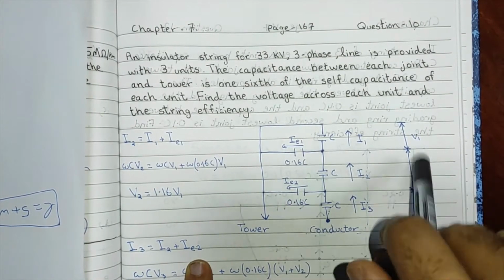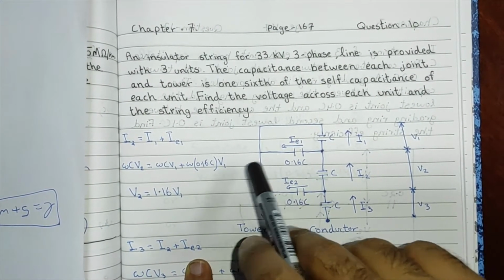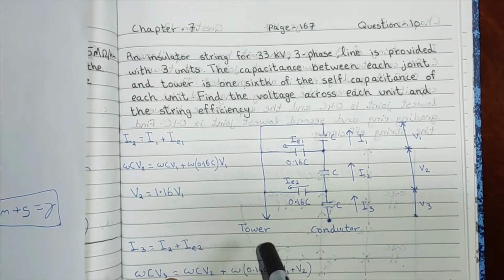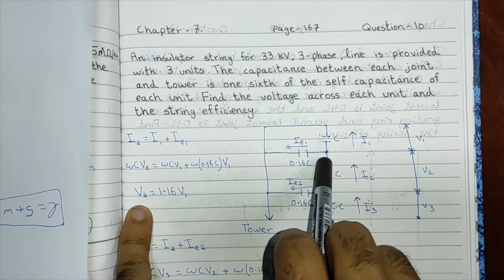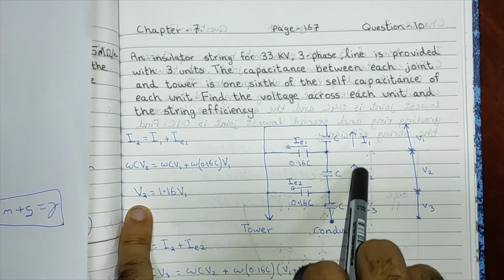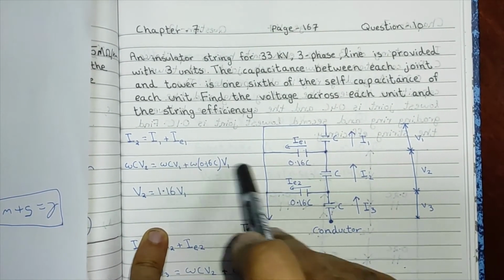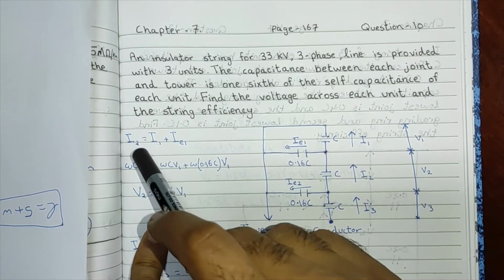So after drawing this diagram, we can simply use Kirchhoff's current law at these 2 nodes to find the currents and voltages. If you look at this node here, you see that this current is entering and these 2 are leaving. So it will be I2 equals I1 plus IE1. IE1 is this one which is going in this direction.